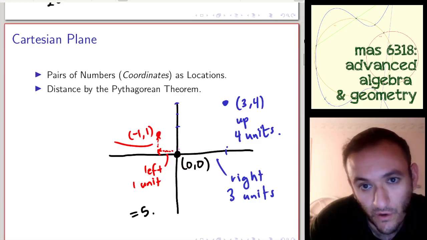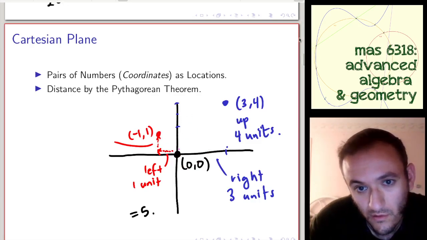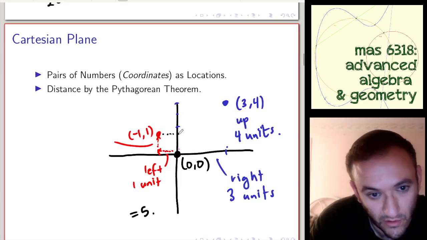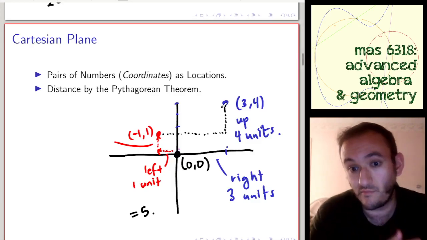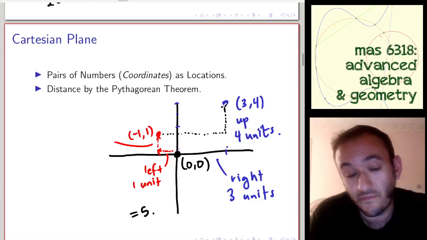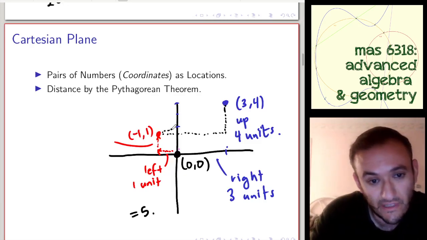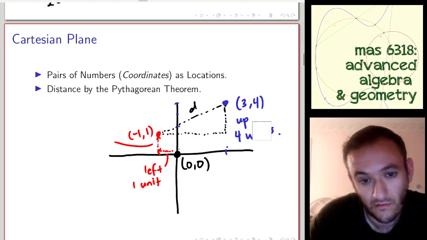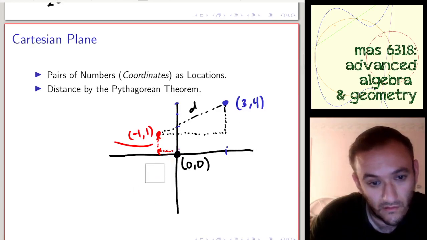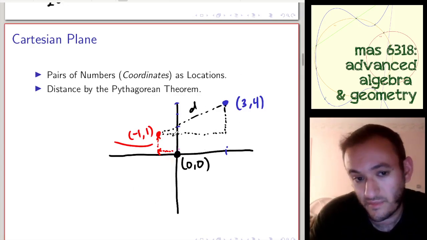And we can go between these two points using, again, lines parallel to the horizontal axis and the vertical axis, and then use that together with the Pythagorean theorem to obtain the value of d.